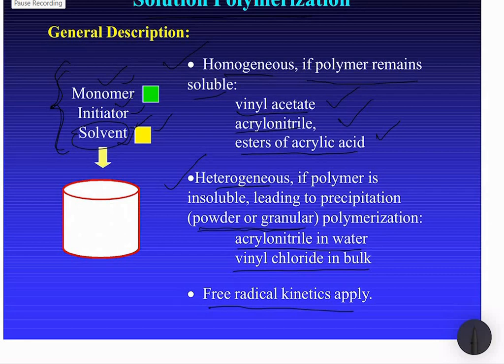In bulk, vinyl chloride, when you polymerize, the polyvinyl chloride which is being formed will precipitate out. So that way there will be a phase separation, and it is then equivalent to the heterogeneous solution polymerization technique. Now, in both the cases, whether it is homogeneous polymerization or heterogeneous polymerization, we see that the free radical kinetics is aptly applicable for both.